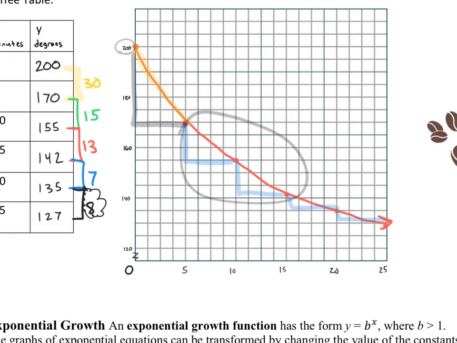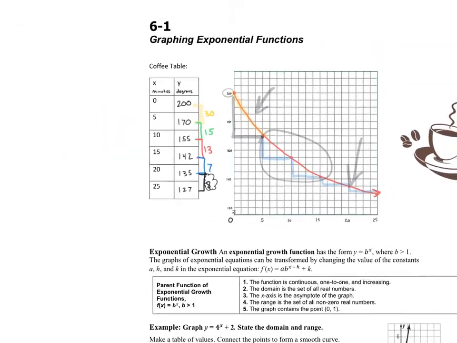And for this coffee, say you like to drink coffee between 140 and 170 degrees, you only have a 10-minute window where that's going to be the case. Up here it's too hot, down here it's too cold. That's exponential decay.